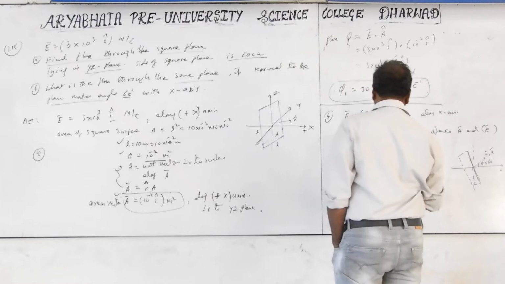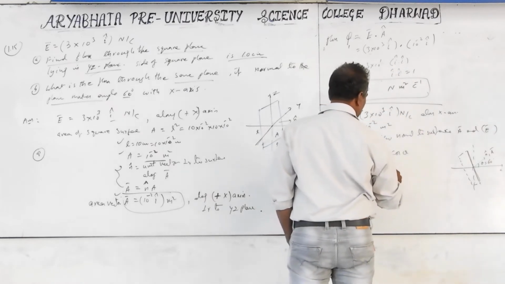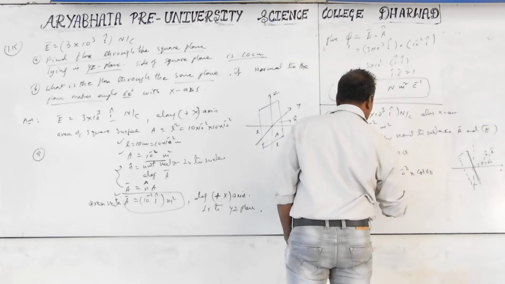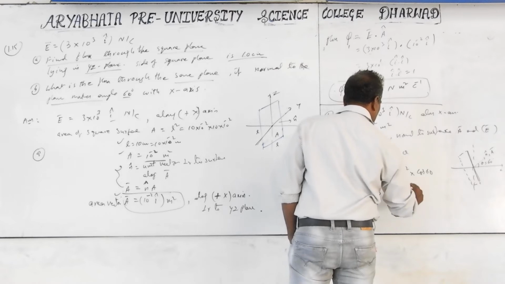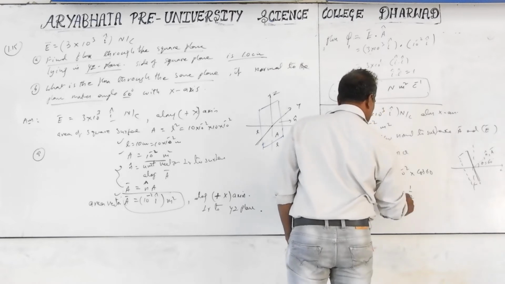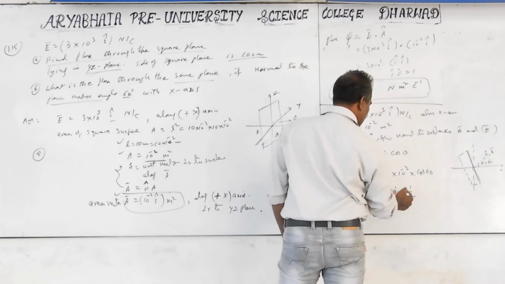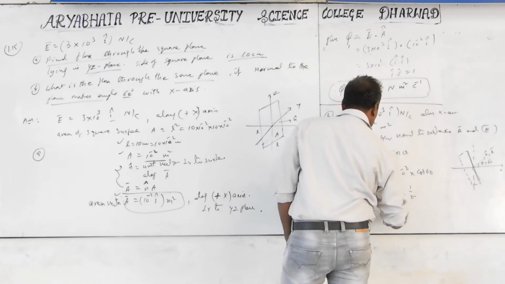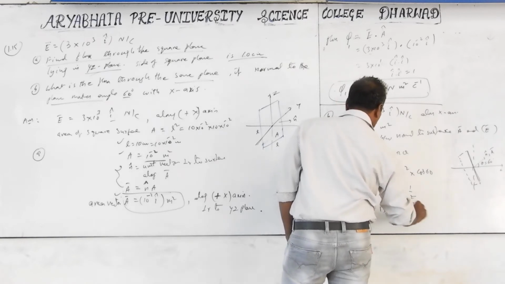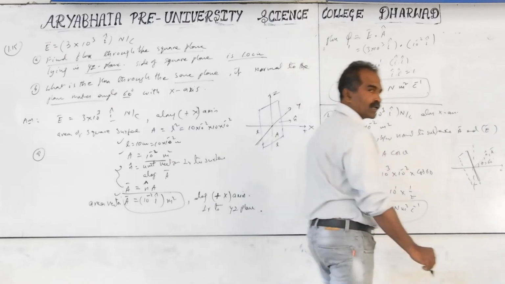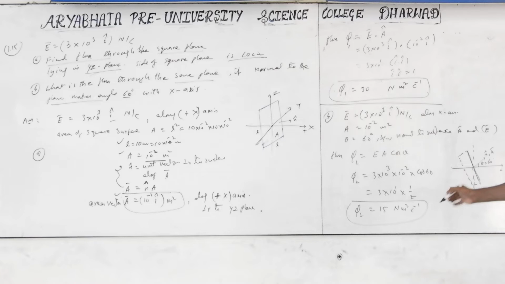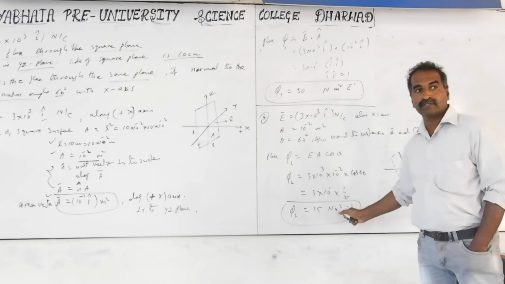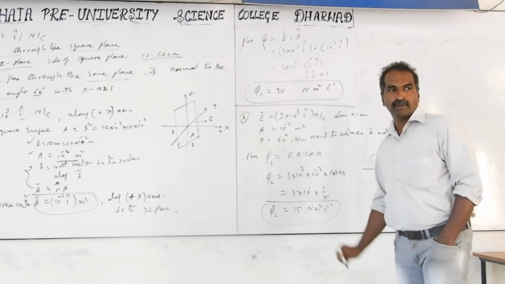The second case is E, 3 into 10 to the power of 3, into A, 10 to the power of minus 2, into cos 60. Cos 60 is half. So 3 into 10 to the power of 1 into half gives 15, which is half of the previous value. The answer is 15 units, Newton meter square per coulomb. This indicates the number of lines. Electric flux means the number of lines passing through the surface area is this much. Units are Newton meter square per coulomb.